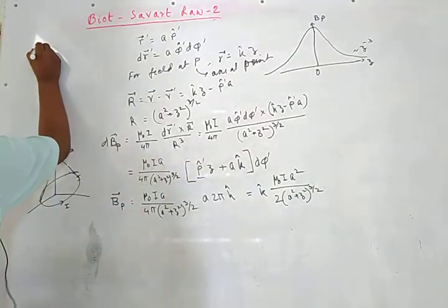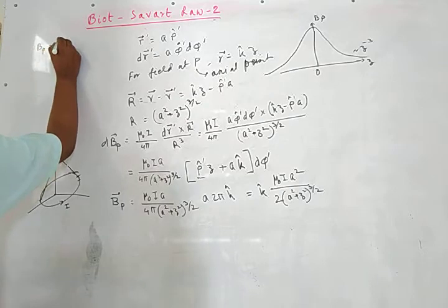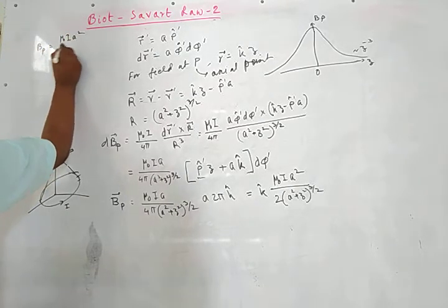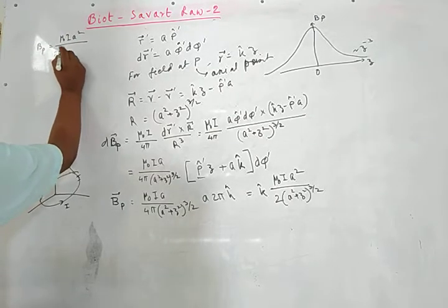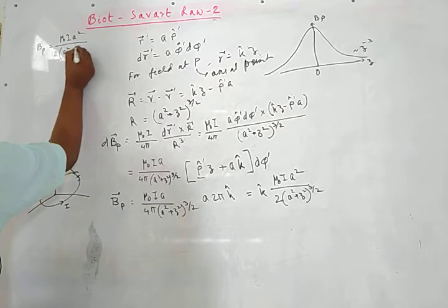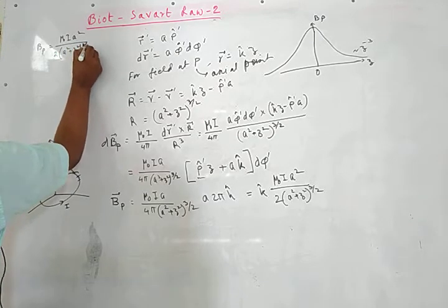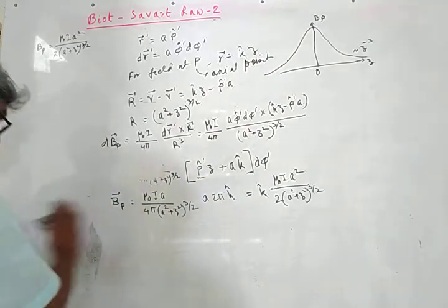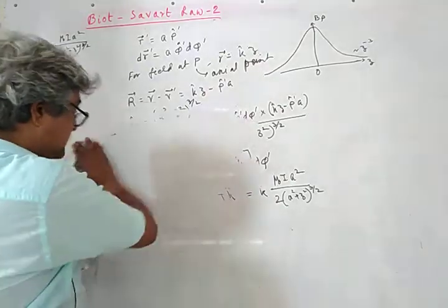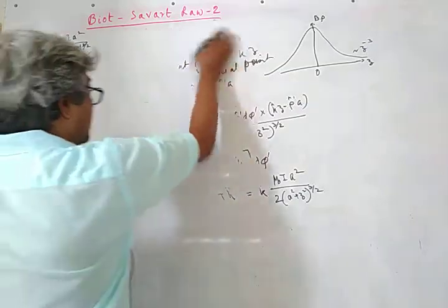So B_P is equal to mu 0 I s square by 2 into s square plus z square to the power 3 by 2. This is the field. We shall apply this to a case known as Helmholtz double coil galvanometer.